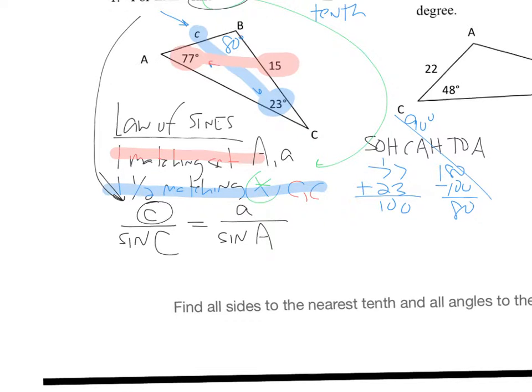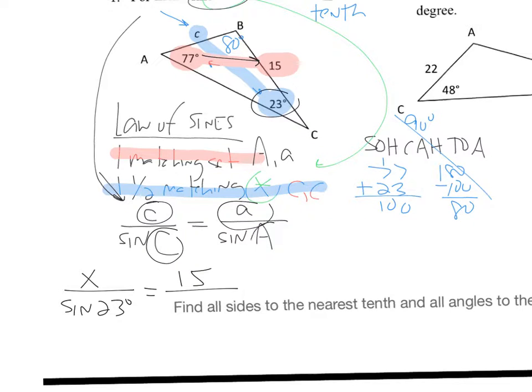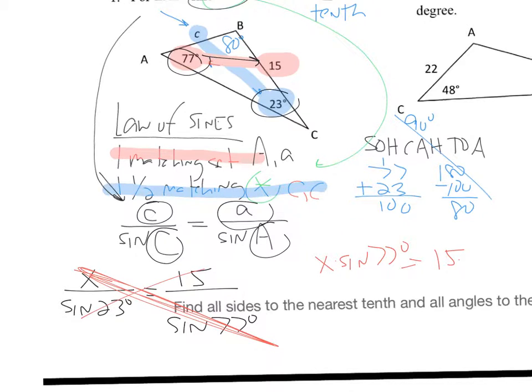So I'm going to have little c, that's what I'm solving for, so maybe I'll call that x, over the sine of angle C, so that's the sine of 23 degrees. That equals little a, so the side opposite angle A, 15, over the sine of angle A, in this case the sine of 77. And when we use the law of sines, we always cross multiply. So here we're going to have x times the sine of 77, and that equals 15 times the sine of 23 degrees. Now, to solve for x, I'm going to divide both sides by the sine of 77.